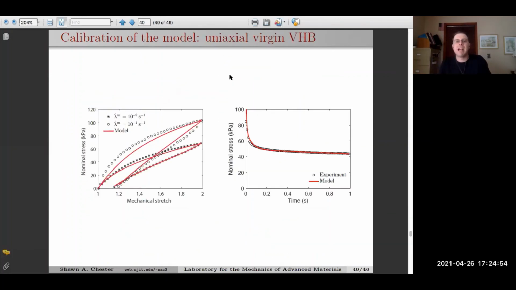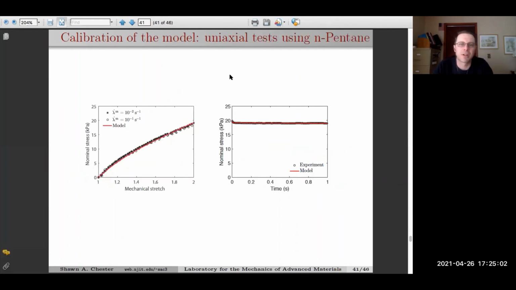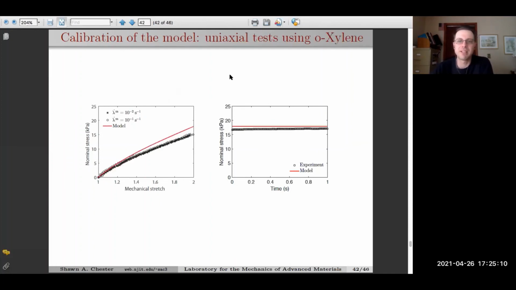And then when we have the uniaxial virgin material, here we can get the hysteresis, the relaxation data, it's working. And now when fully swollen, all of a sudden the viscoelasticity is gone for pentane, for xylene, and for toluene. And the model's not perfect, but it's doing a reasonable job for that.